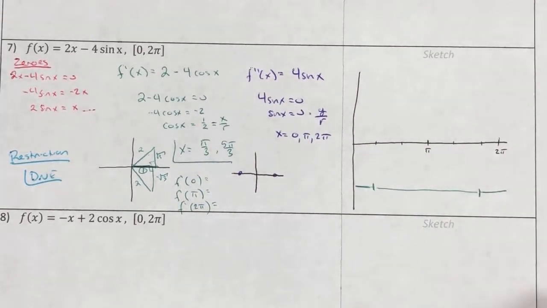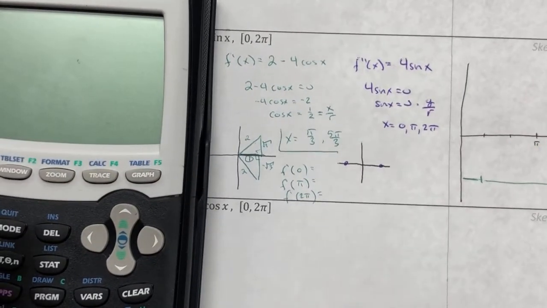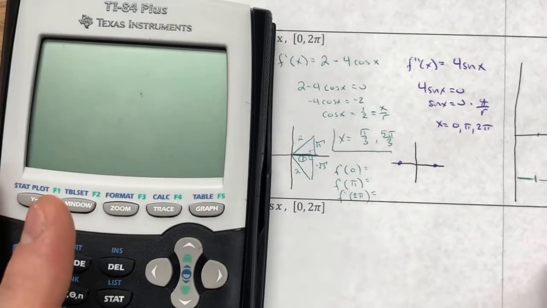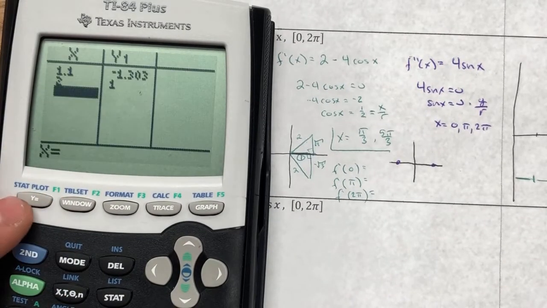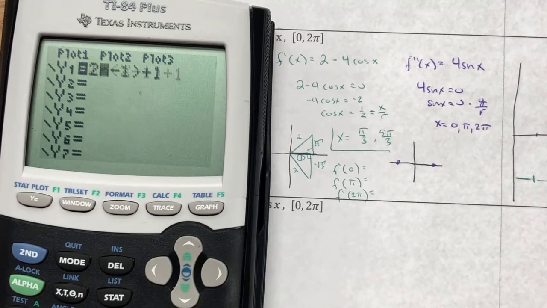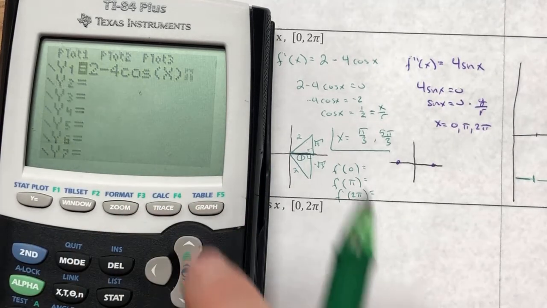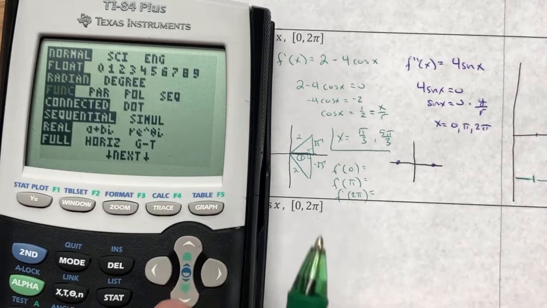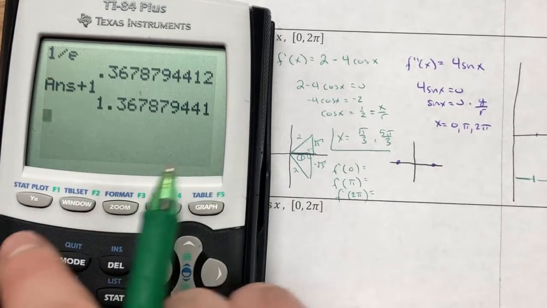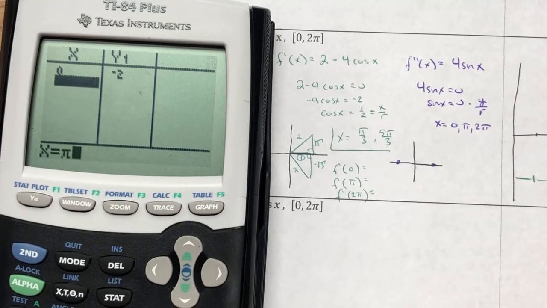Awesome. And so if I do that, I could probably do this by hand, but we're just going to speed up the process just a little bit. So I'm going to set my function in there. So 2 minus 4 cosine of x. Make sure my mode is in right. I am in radians. Okay, good. So let's go back to the table. I'm going to plug in 0, pi, and 2 pi.